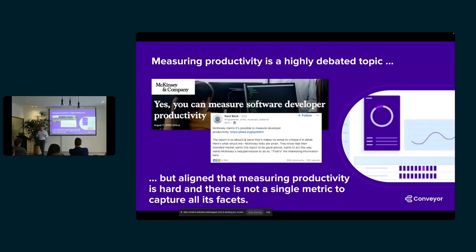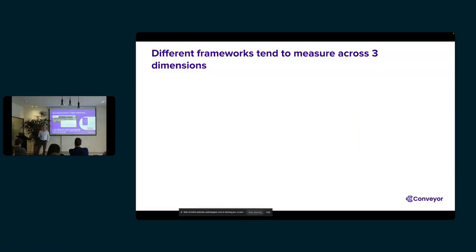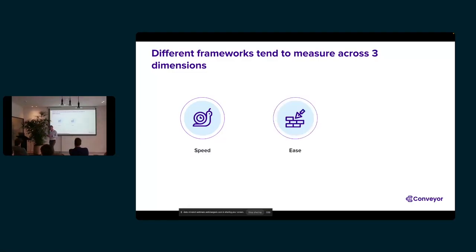Now, if you look at all these different methodologies, I think the best known one is DORA metrics. You have another one, I can't come to the name of it. But all of these typically measure things across three different dimensions. And these dimensions are speed: how fast can I get from point A to point B. The second part is how easy is it?